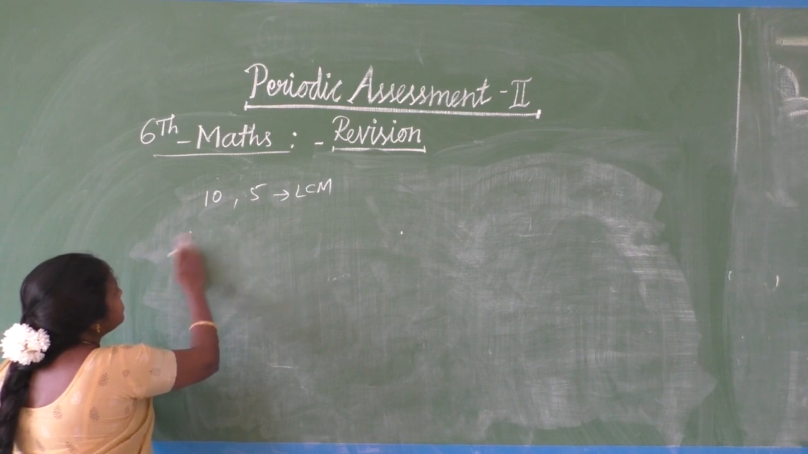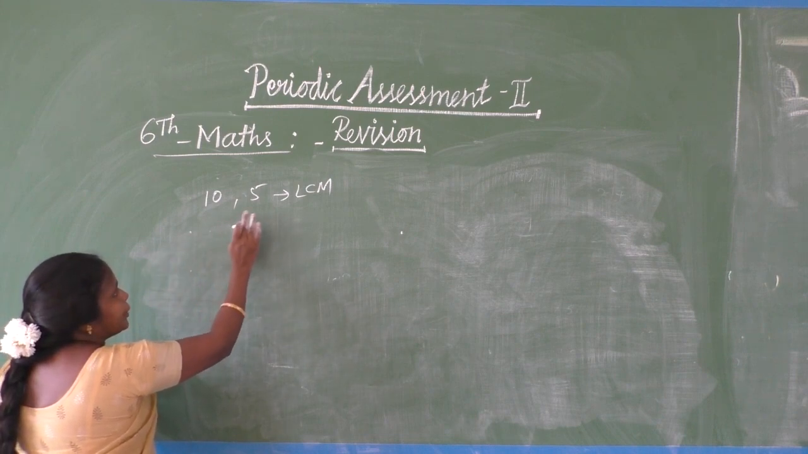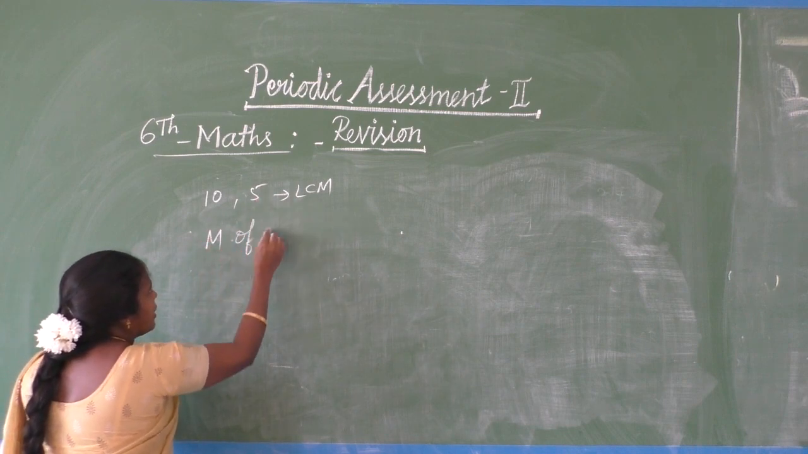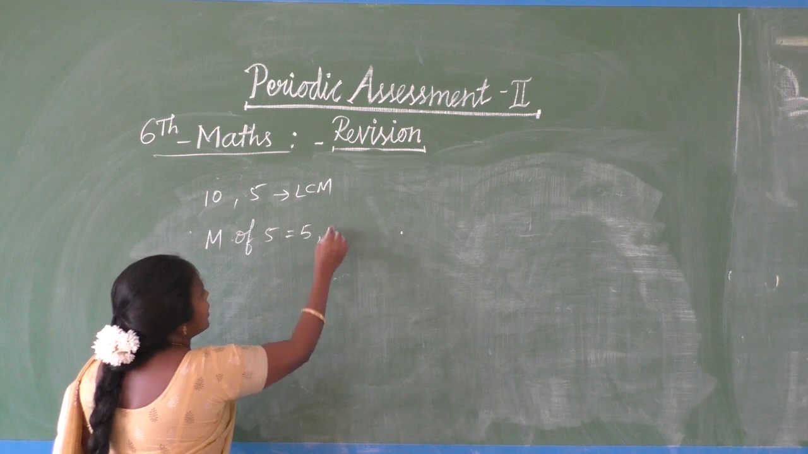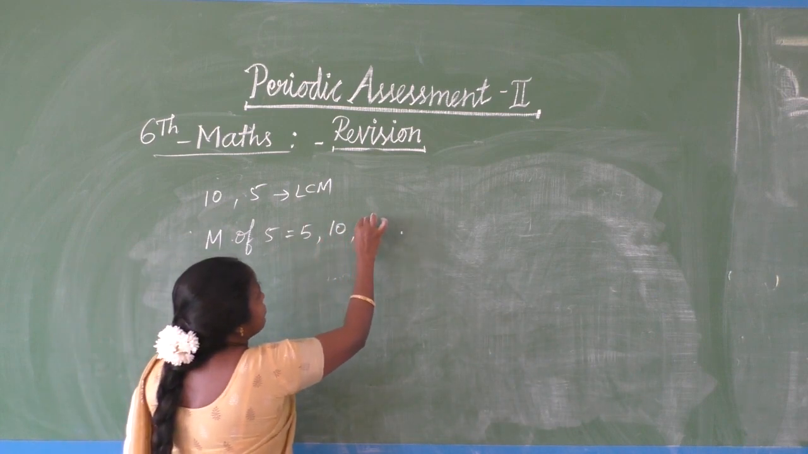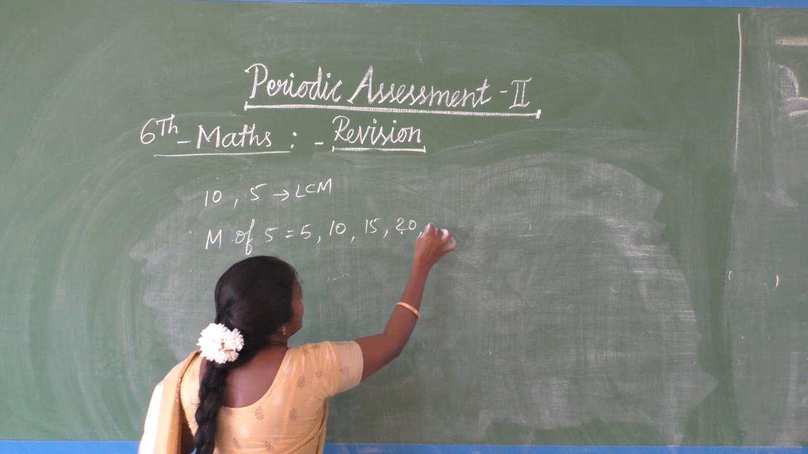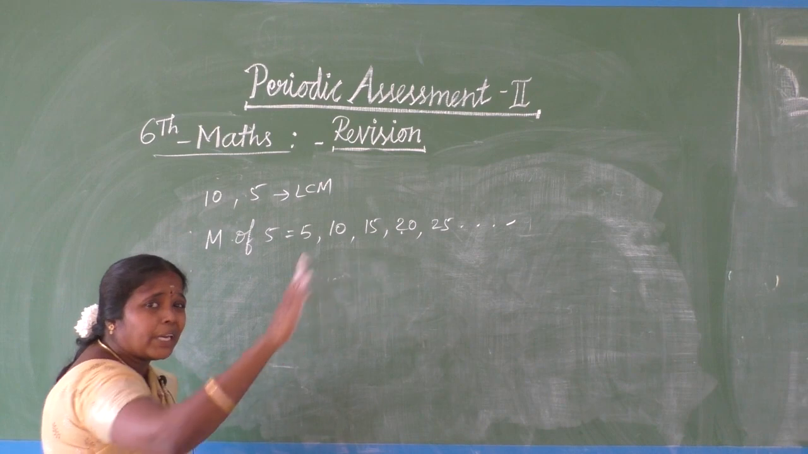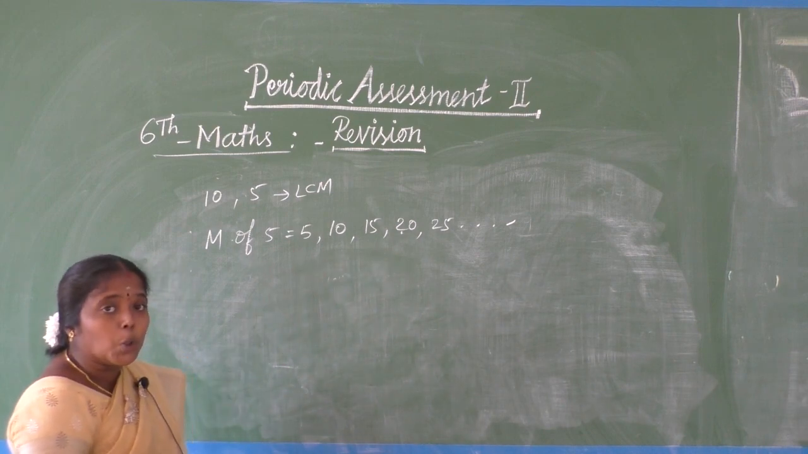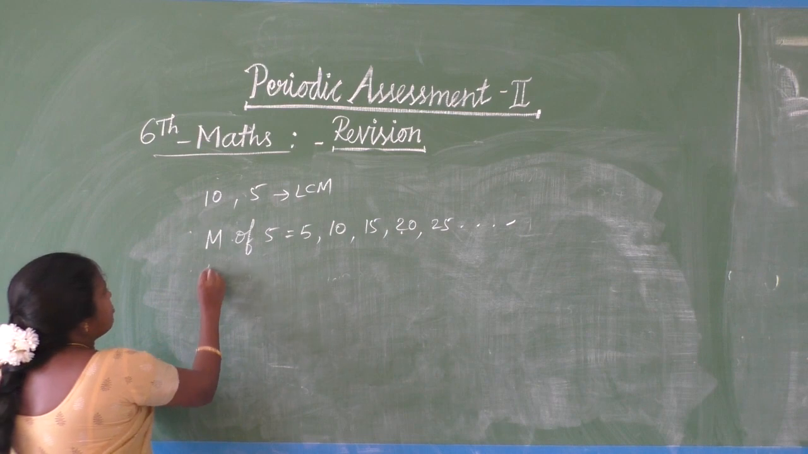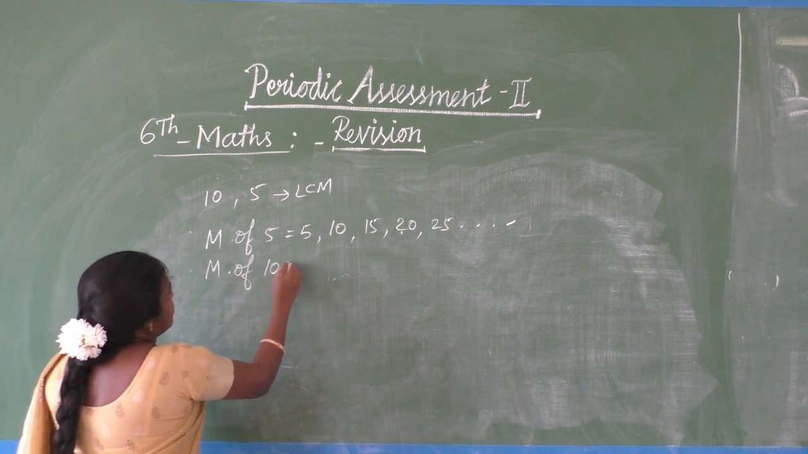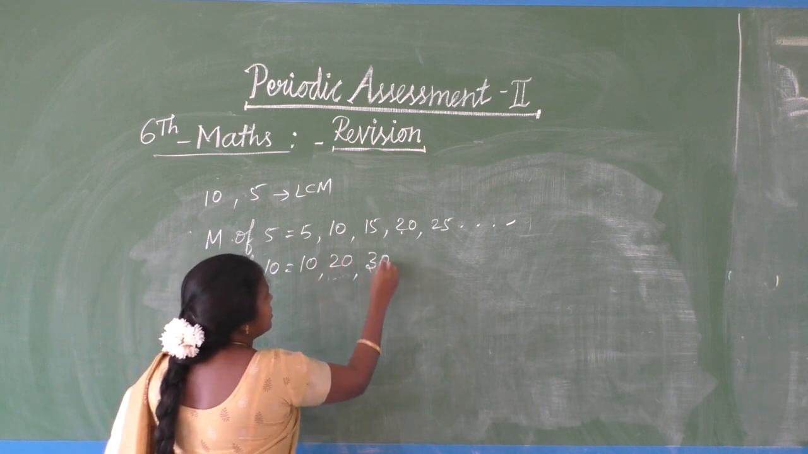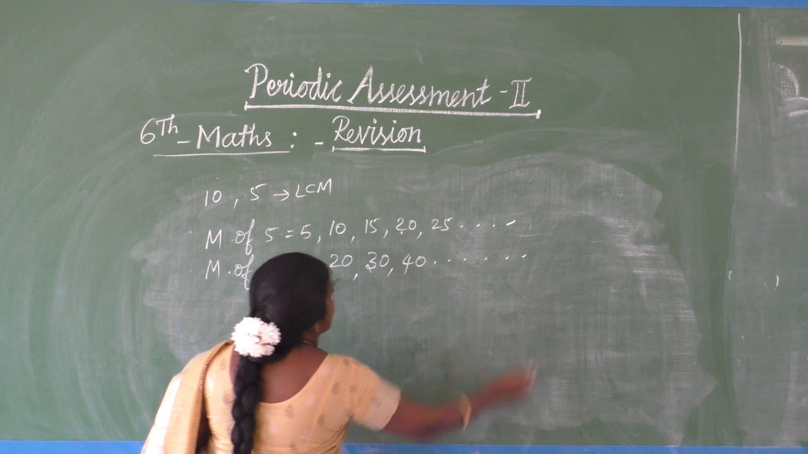Just watch. See, in general, I am going to find the LCM of the given numbers. For that, first what do I do? Multiples of 5. I am going to write 1 5 is 5, 2 5s are 10, 3 5s are 15, 4 5s are 20, 5 5s are 25, etc. Multiples of every number are infinite, no? So, etc. It goes on. Then multiples of 10. 1 10 is 10, 2 10s are 20, 3 10s are 30, 4 10s are 40, etc.